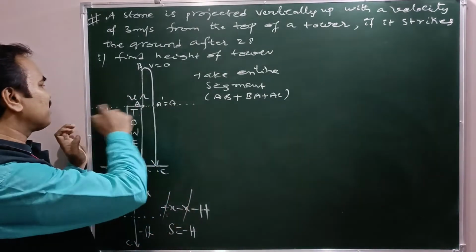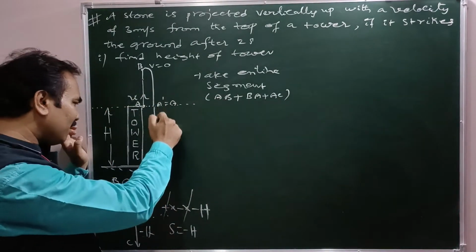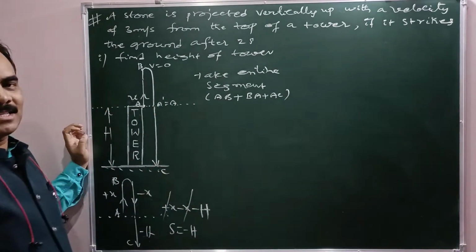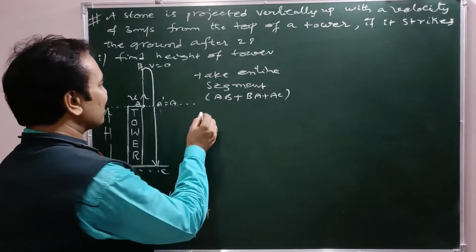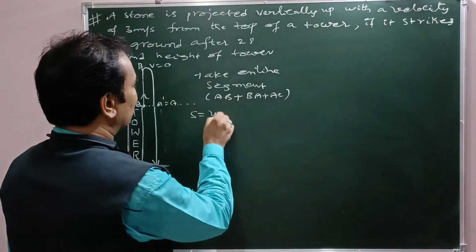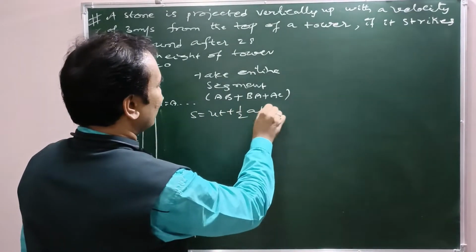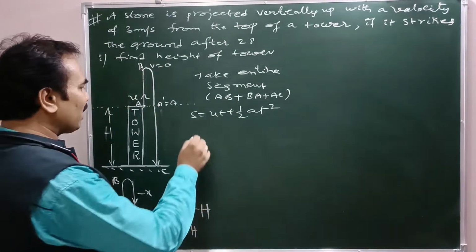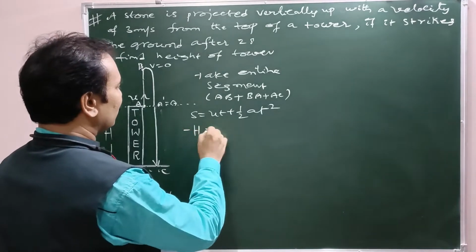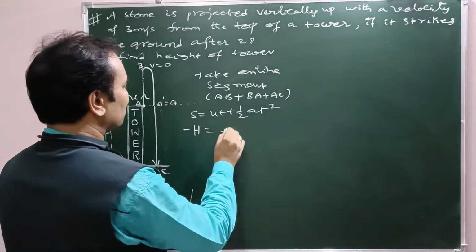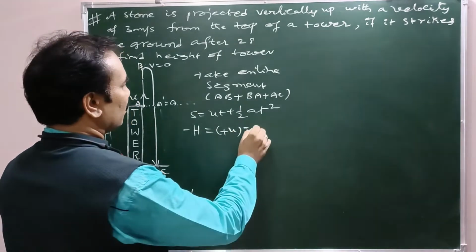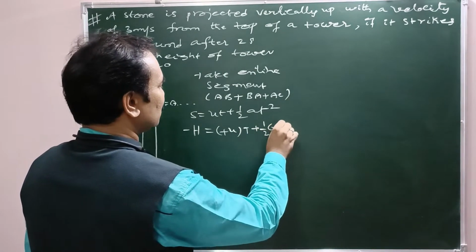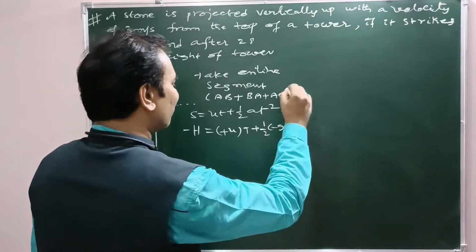Why? Because this is the reference line. From this reference line, this is the displacement vertically downwards. So minus H. So take S equal to ut plus half at squared. S means minus H. U means plus U. T means time of flight. Plus half, and A means minus g. T means capital T, the time of flight.